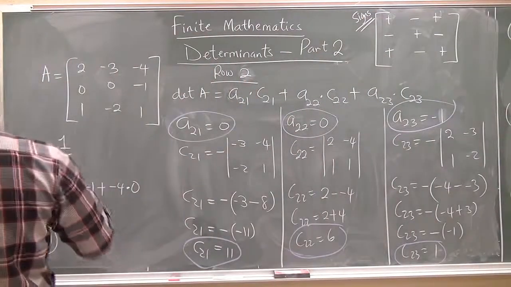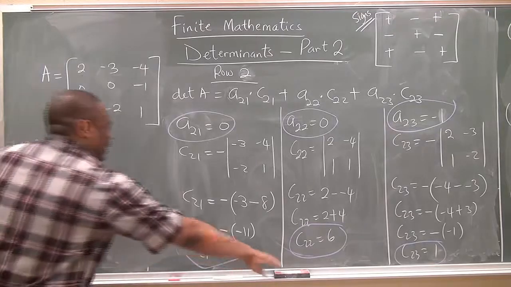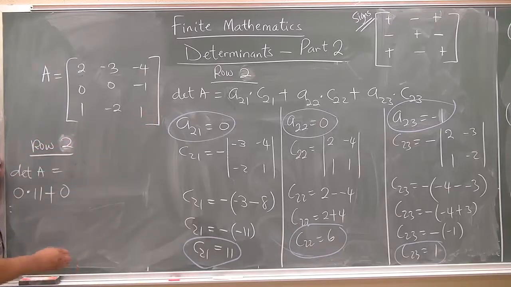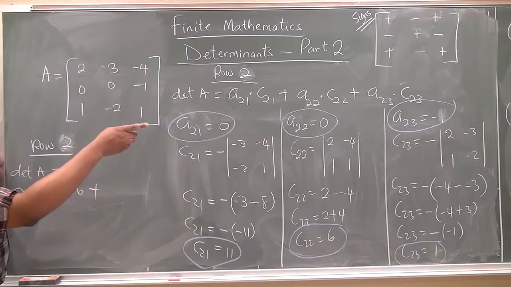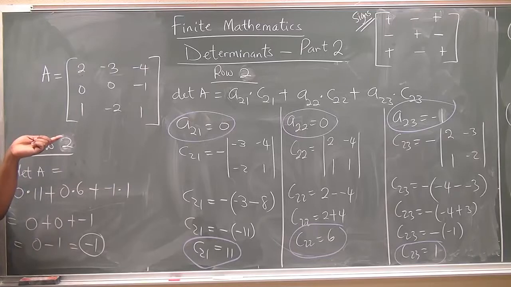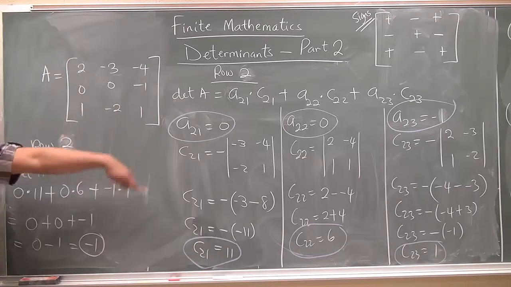Okay, so for row 2, we'll see that our determinant A will be what now? Because this is A23, negative 1. So determinant A will be 0 times 11 plus A22 times C22, 0 times 6, plus A23, negative 1 times 1. So this will give you 0 plus 0 plus negative 1, which is 0 minus 1, which is negative 1. So you see, negative 1 was what we got for row 1, and negative 1 is also what we got if we use row 2. But with row 2, it's just easier. You just do this right away.